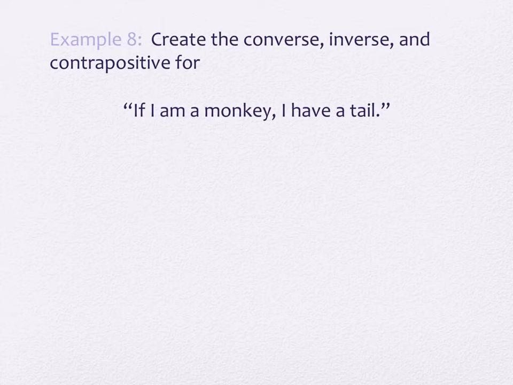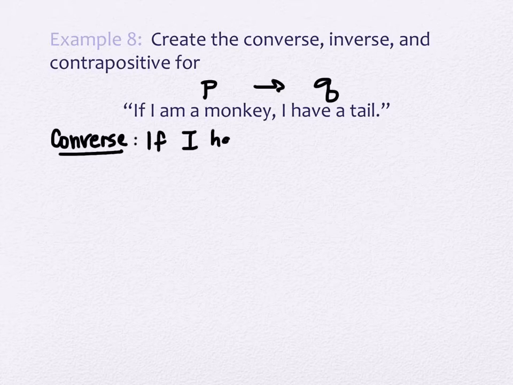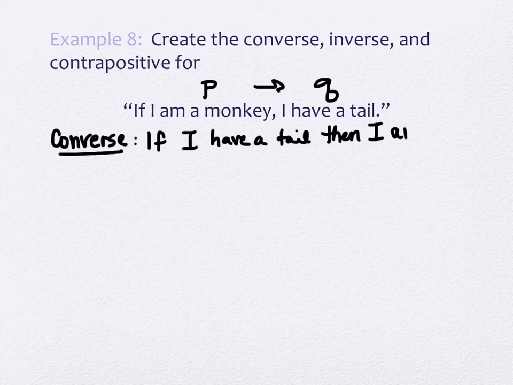We're going to do one with some language. We're going to create the converse, the inverse, and the contrapositive for this statement right here. If I'm a monkey, I have a tail. Okay? So the first statement is already written. So this is the P, arrow, Q statement. We're going to create the converse. So what does the converse do? It switches it around, like the order, right? It's all about the ordering. So how would it start? If I have a tail, then what? Then I am a monkey.